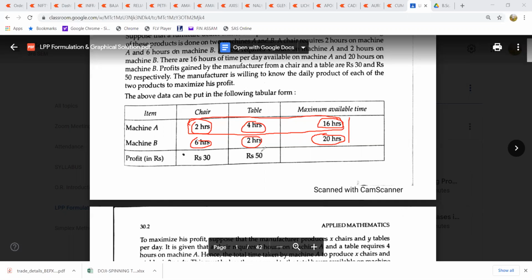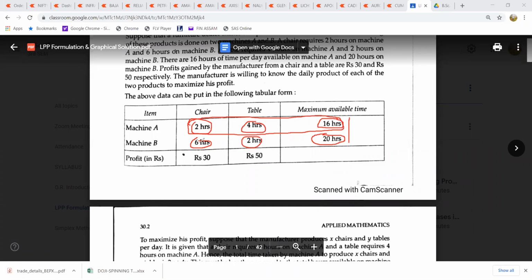Your variable will be, say, X number of chairs and Y number of tables. The company is manufacturing X number of chairs and Y number of tables. So the objective function will be what? Your Z is equal to 30x plus 50y. And the condition will be what? Your 2x plus 4y should be less than or equal to 16.